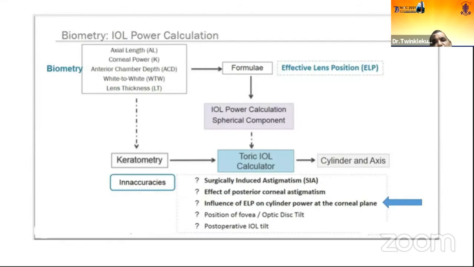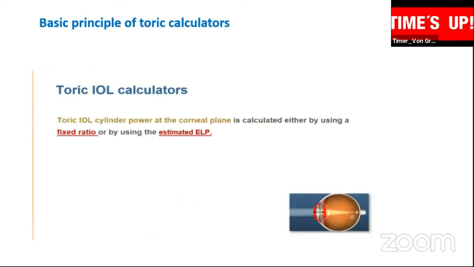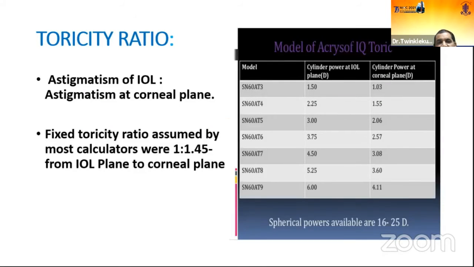Another important part is the influence of effective lens position on cylindrical power at the corneal plane. The toric calculators work either using a fixed ratio or by estimating the effective lens position. Fixed ratio means the astigmatism correction at the corneal plane by the astigmatism of the IOL. Suppose your corneal plane astigmatism is 1.5, and your cylindrical power at the corneal plane is 1.03, then you have to correct the IOL cylindrical power at 1.5. So it has been assumed by a fixed toricity ratio of 1:1.45.